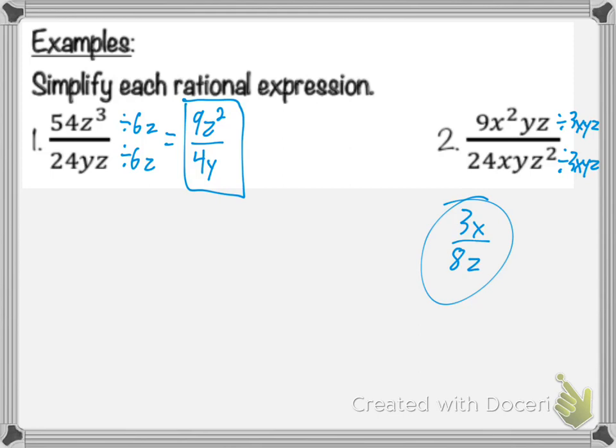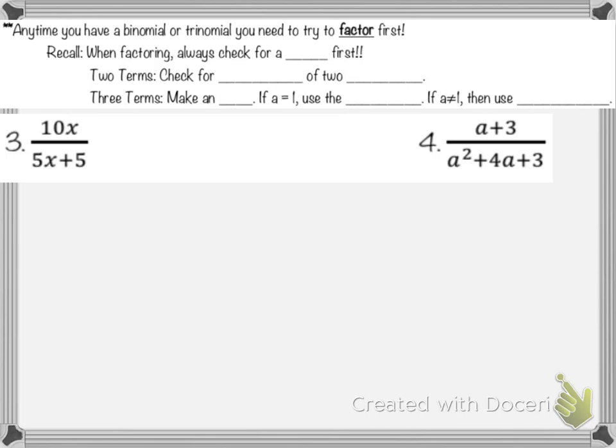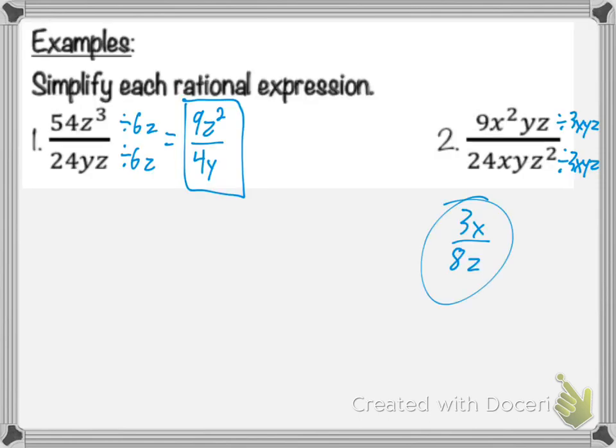Now, once again, that was kind of a review on those two. Now, anytime you have a binomial or trinomial, so a 2-term polynomial or 3-term polynomial, you have to factor first. And the reason why we have to factor is because we're dividing when we simplify. So you can divide when there's multiplication. So like on the previous examples, on example 1, 54 is multiplying with z to the third. So we can divide that.